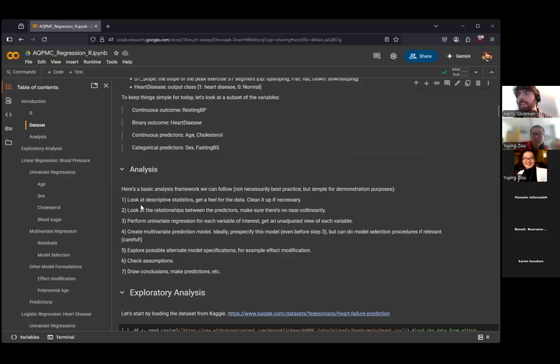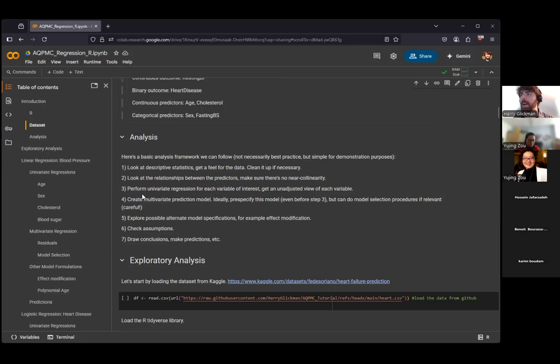We're going to start by looking at some descriptive statistics, just poke through the data, see what it looks like, and see if there's anything we need to clean. And then we'll look at the relationships between the predictors, and that'll help us look at whether there's any collinearity, which I talked about yesterday, which could make it very hard to make predictions.